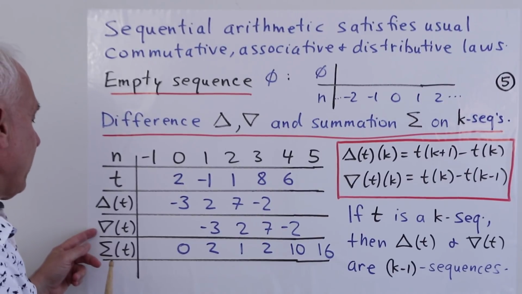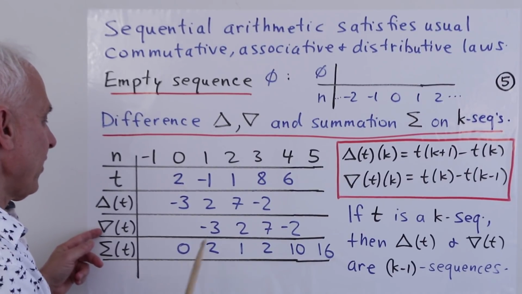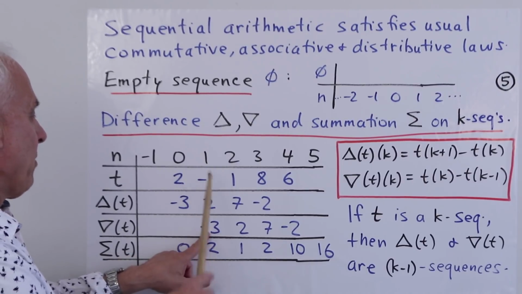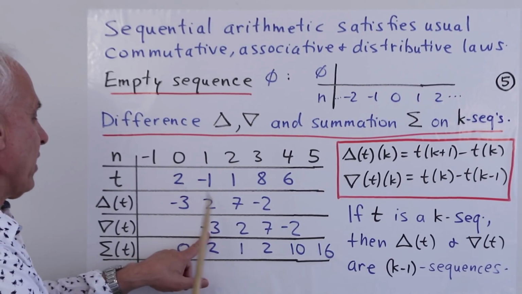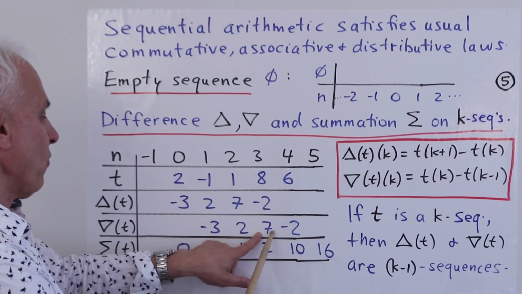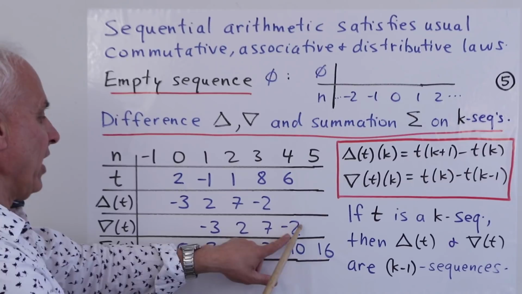And the backward difference, the nabla, is the same kind of thing, but it starts here now. There's nothing at 0, but at 1 there's a minus 1 minus 2, which is minus 3, a 1 minus minus 1, an 8 minus 1, and a 6 minus 8, which is minus 2.